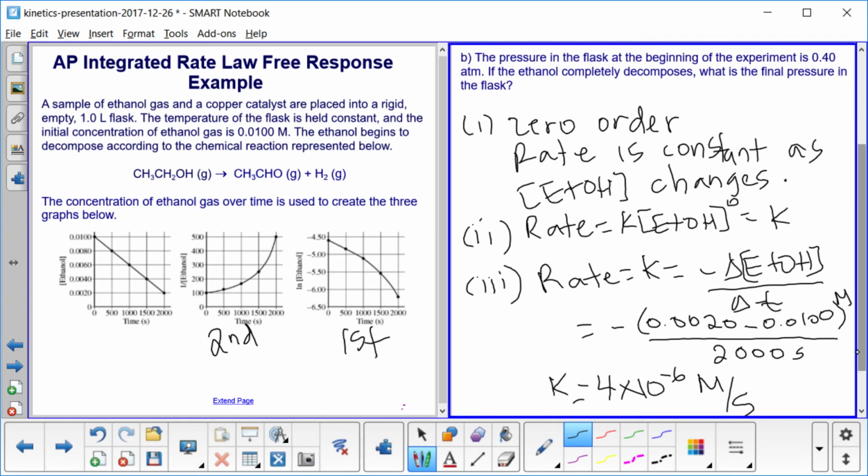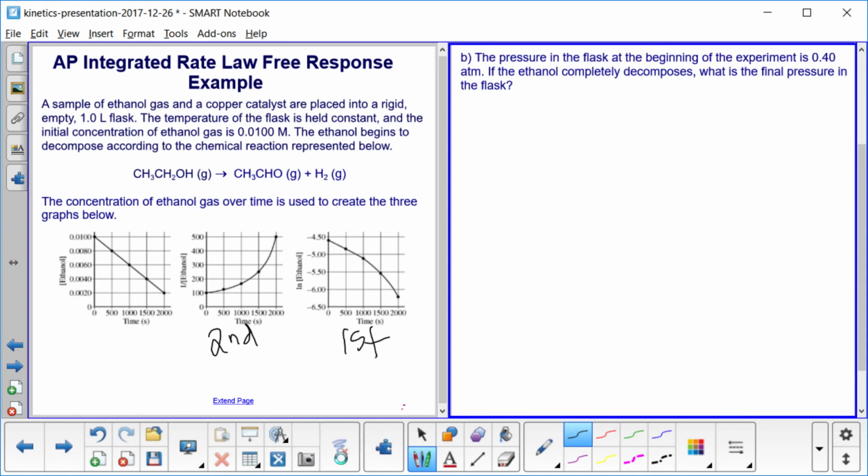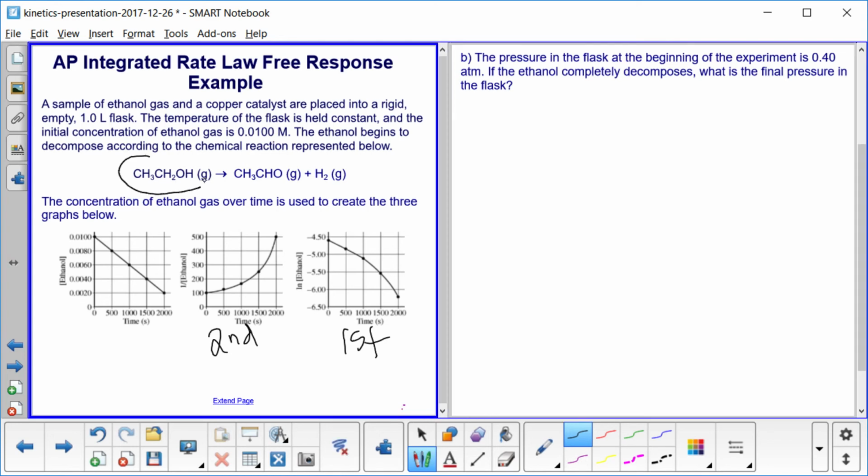Now, part B. Let me get rid of the ink on this page, make some space. Part B says, if the pressure in the flask at the beginning of the experiment is 0.40 atmospheres, if the ethanol completely decomposes, what is the final pressure in the flask? So here's the deal. Initially, we have 1 mole of reactant, which decomposes into 2 moles, 1 of CH3CHO and 1 of H2.